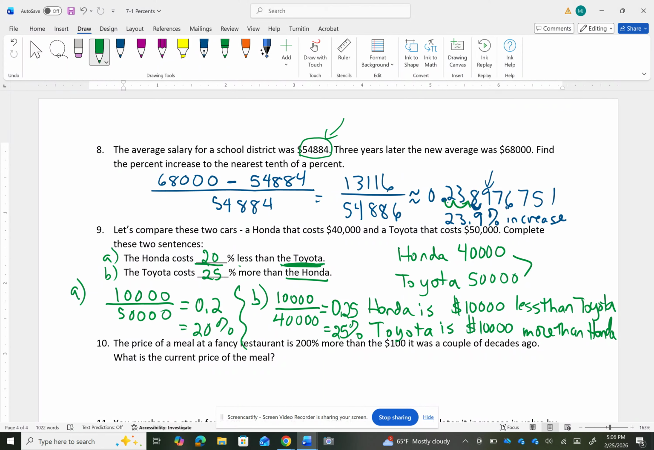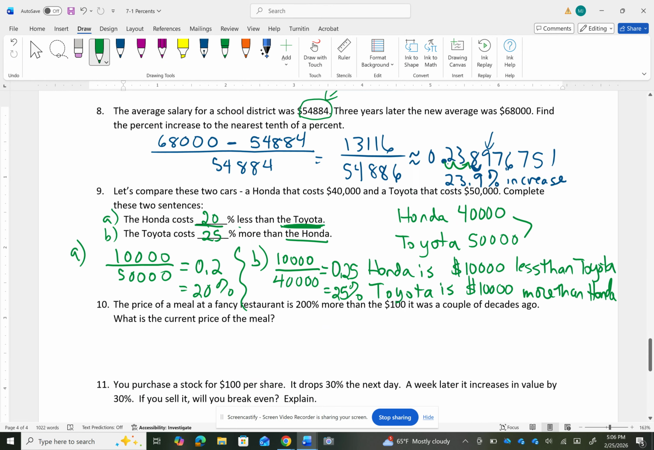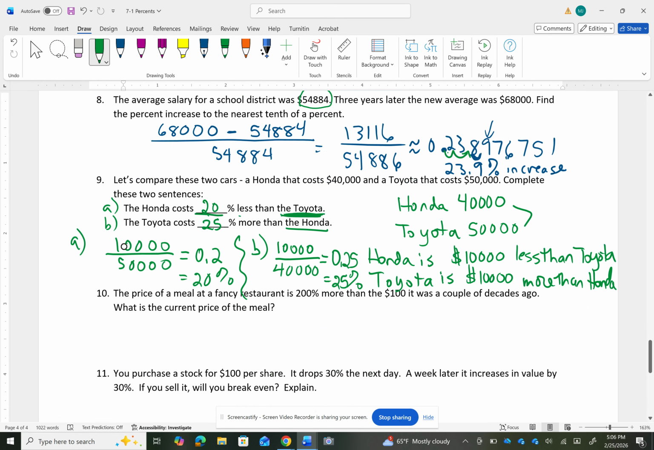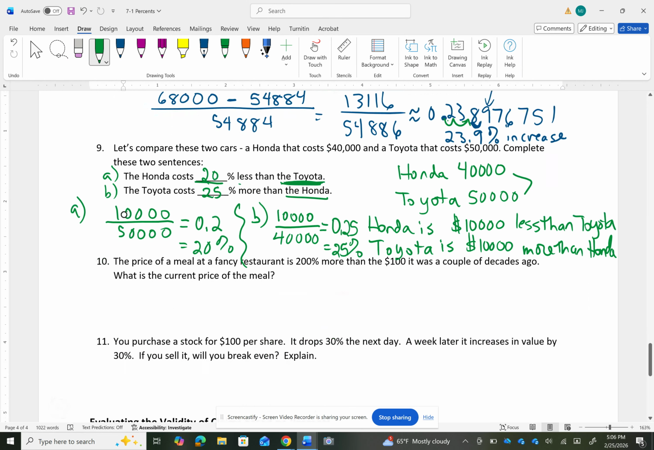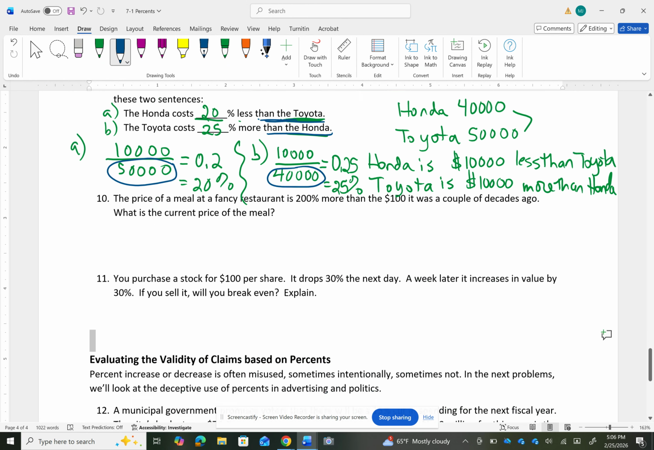Percentages are less intuitive than people think, and a lot of times people make mistakes. They make assumptions about percentages that are not true, and they're not careful about what the percent reference value is. Whether you should be using the 40,000 or the 50,000 down here makes a difference. And it comes from that right there, okay? Less than the Toyota, more than the Honda. The "than" part is what determines what your denominator is going to be.